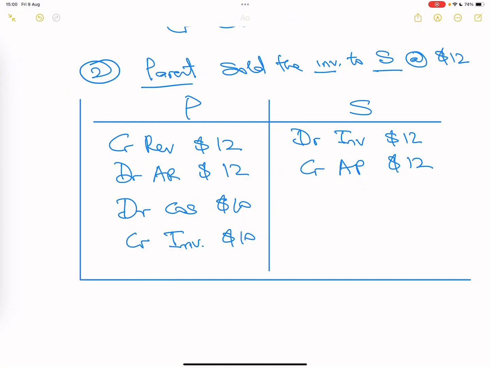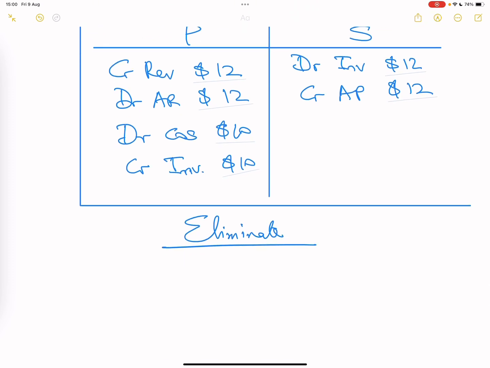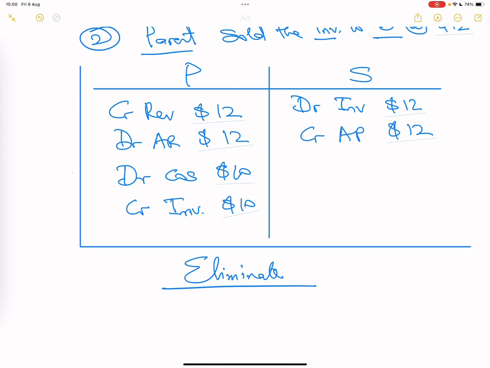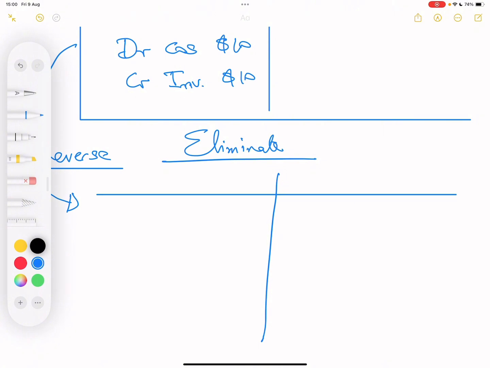And the rule is that we need to eliminate because you are still carrying all of this in your books at the year end. To eliminate, what do we have to do? We just need to book reverse all this transaction. So we need to reverse all of this that has happened. And how do we reverse it? We just book opposite entries. So now we need to book opposite entries in each book.